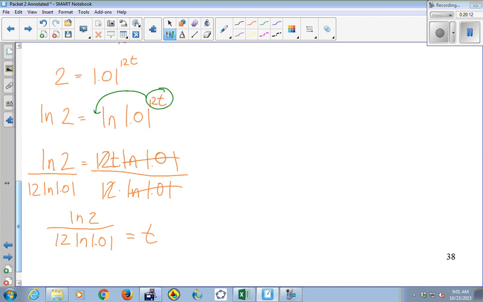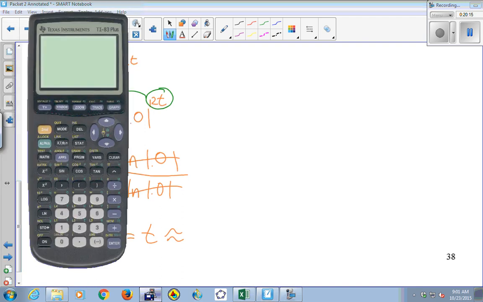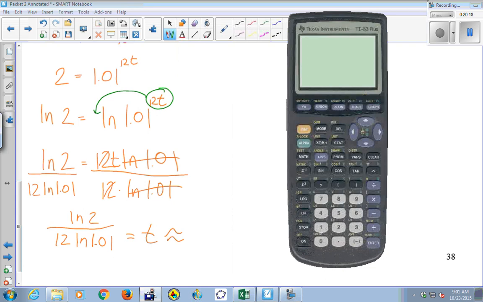And then I could get an approximate answer depending on how the question was asked and who asked the question. If you're a mathematician for hire and you were asked to solve this problem for a bank that asked how long until this investment becomes $200, if you told them the ln of 2 over 12 times the ln of 1.01, they would probably never hire you again. Give them an approximate answer. But if you're working with other mathematicians, they tend to like exact answers. So I get about 0.606.